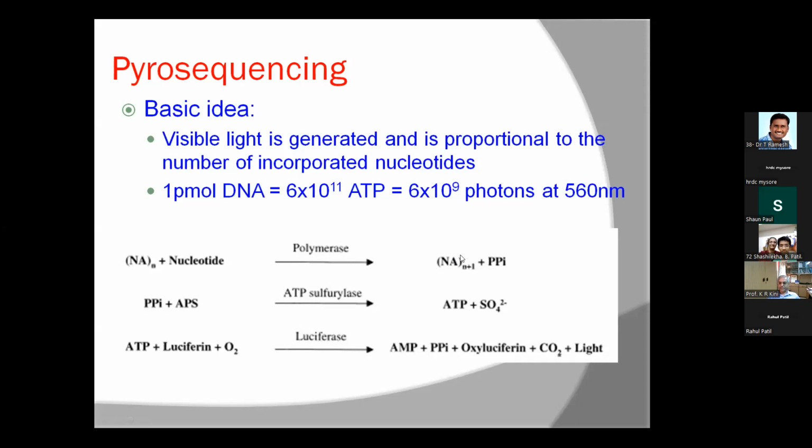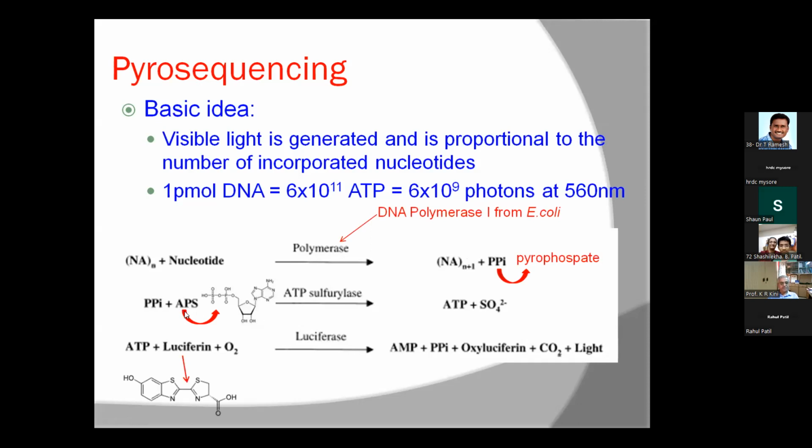Every DNA polymerase reaction releases a pyrophosphate. That's why it's called pyrosequencing. PPi, a pyrophosphate, is released. Now, this pyrophosphate is made to react with APS, adenosine phosphosulfate. So there is a sulfate there which is attached.